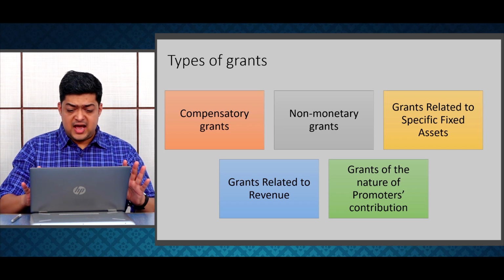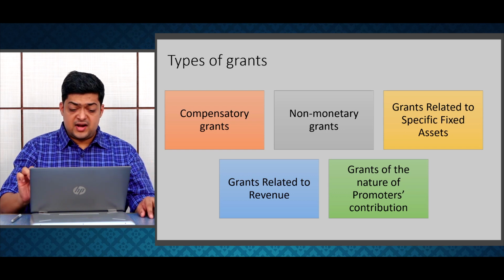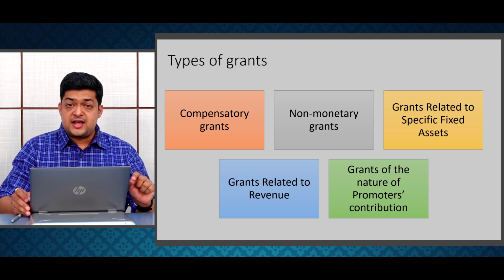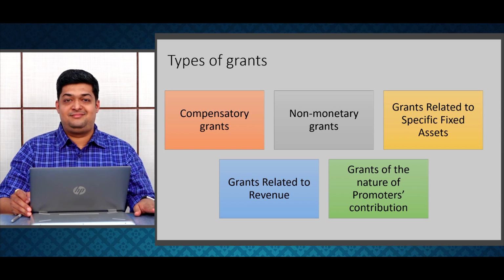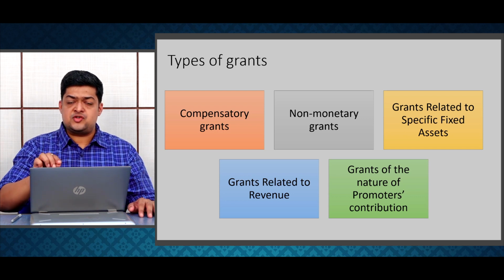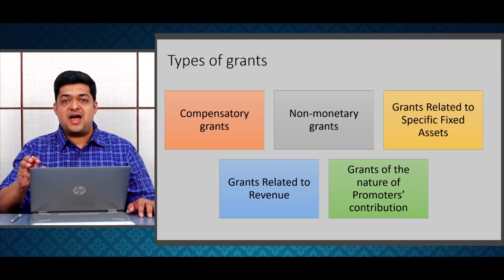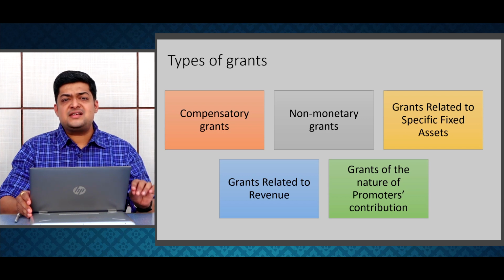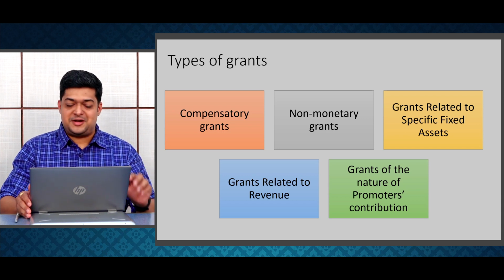What are various types of grants dealt with by AS 12? To simplify, I have segregated it into 5 types: compensatory grants, non-monetary grants, grants related to specific fixed assets, grants related to revenue, and grants of the nature of promoters' contribution. To simplify, we will see accounting treatment recognition of all these grants one by one. First, let us see compensatory grant.